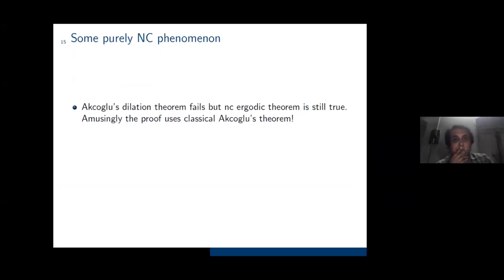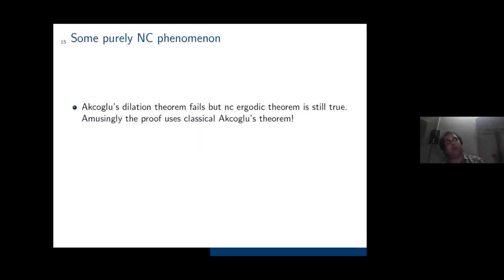And so just two remarks. We also have some purely non-commutative phenomena. One thing is the dilation theorem I showed you for this convex hull of positive Lamperti contractions. In the commutative setting, that convex hull becomes all positive contractions, and for any positive contraction we have a dilation, proved by Akcoglu. But in the non-commutative situation, that is not true. There are completely positive, completely contractive maps on certain L^p classes which you cannot dilate. This was proved by Junge and Le Merdy. But we can show that their example, which you cannot dilate, still satisfies an ergodic theorem, and amusingly that uses the classical Akcoglu ergodic theorem. So the situation is quite different.